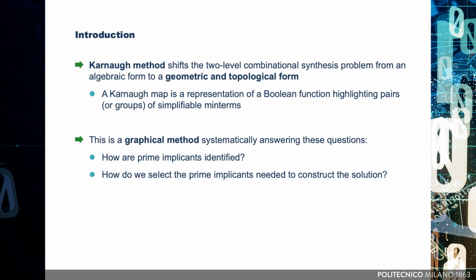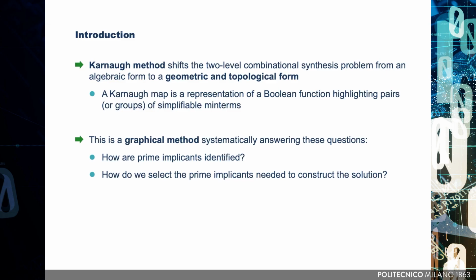The Karnaugh's method shifts the problem of two-level combinational synthesis from the algebraic domain, where expressions are manipulated directly, to a geometric and topological domain. This method is based on a table called the Karnaugh map, which is an alternative to the truth table for representing a Boolean function. The Karnaugh map allows for an easy and visual identification of pairs, or more generally, groups, of minterms at a Hamming distance of 1, on which the simplification rule can be applied.